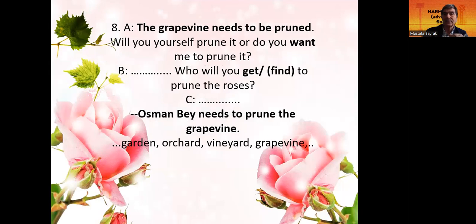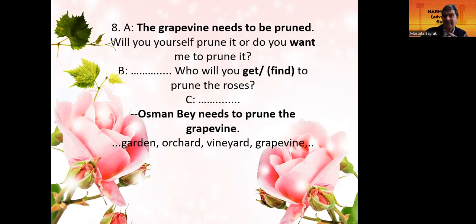Okay, will you yourself prune it? Cut the unnecessary branches of it. Will you yourself prune it, or do you want me to prune it? Yes, this is also positive. Okay, please, I want you to prune it if possible.